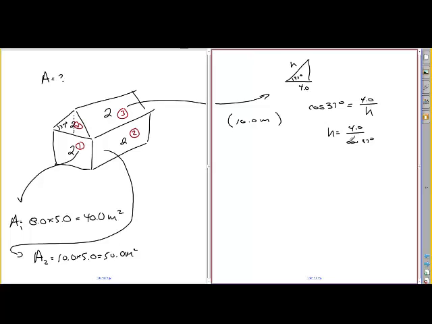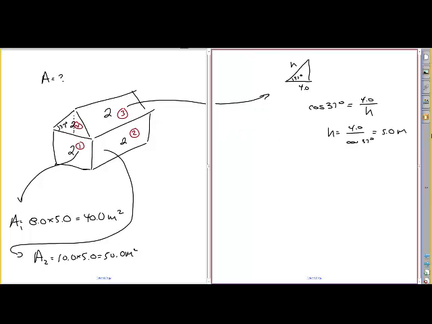So we get 4 divided by the cosine of 37. That's 5. Okay, that's probably why they chose it. It's a 3, 4, 5 triangle. So you've got 5 meters. So this distance is 5 meters. This distance is 10 meters.